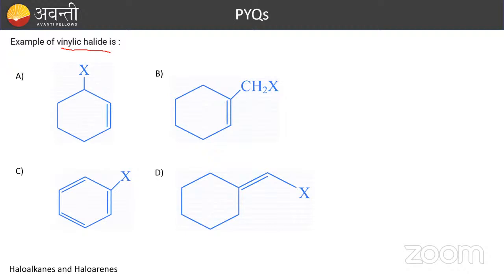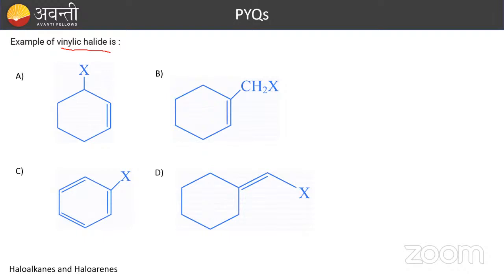No, option C is not correct. So the correct answer lies in option A, B, and D. So find out the answer. I will give you one more chance. C is not the correct answer. C is an example for aryl halide. Aryl, haloarene, aryl halide, okay? Option B, no, it is also not correct.